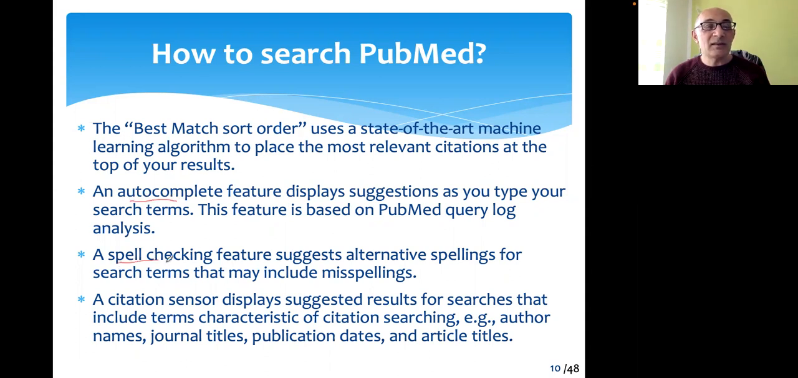spell checking suggestions when you make a wrong word. You may be offered better solutions, or a citation sensor, for example, which displays suggested results for searches that include terms characteristic of citation searching, for example, author names, journal titles, publication dates, and article titles.